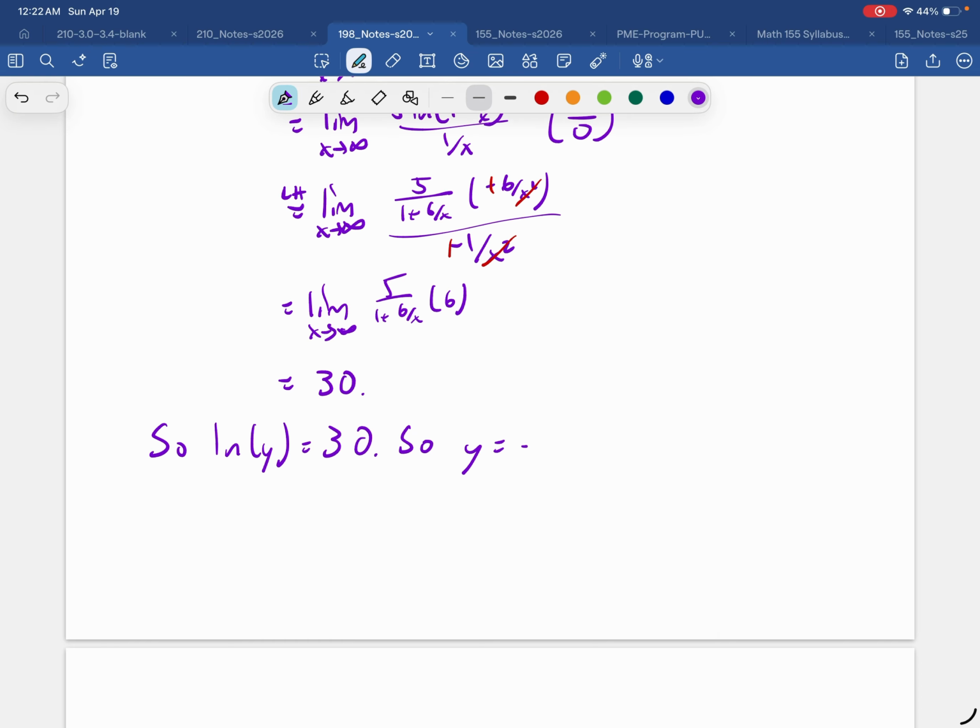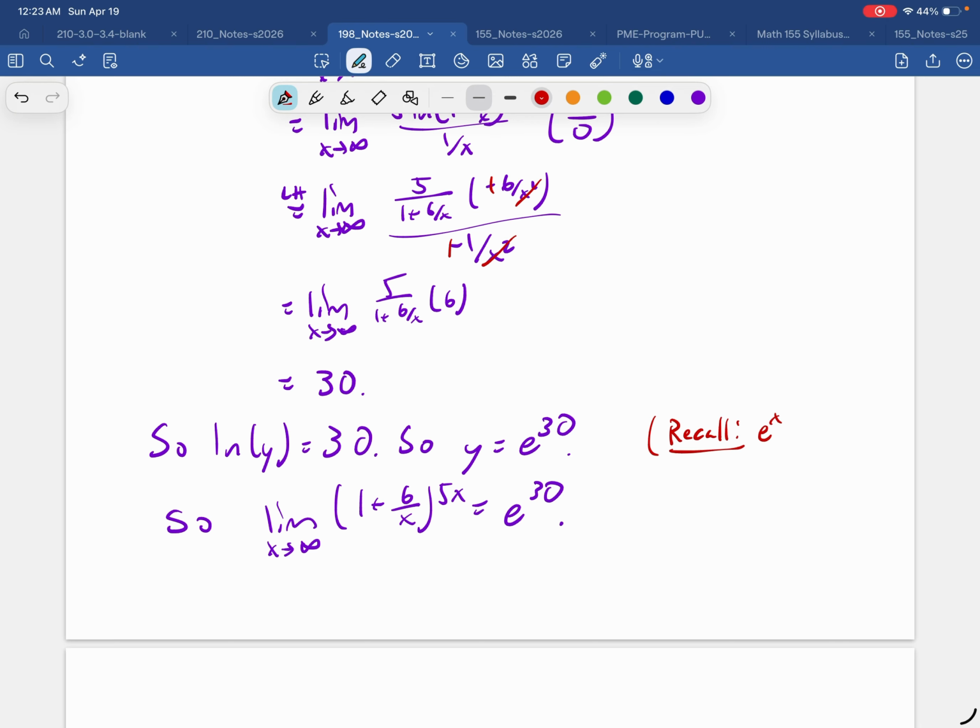So y equals e to the 30. So our limit as x approaches infinity of 1 plus 6 over x to the 5x equals e to the 30th. And that's somewhat surprising, but just recall that e to the x was defined to be the limit as x approaches infinity of 1 plus 1 over x to the x. So maybe it's not a shocker that we get this answer in terms of e. And that's all we've got.